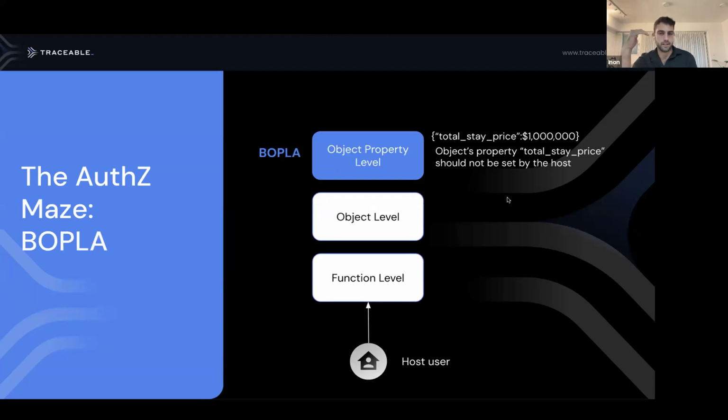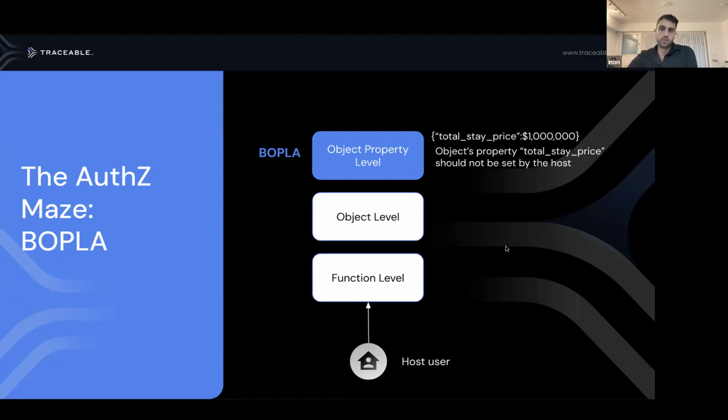And then the last layer of authorization is called broken object property level authorization. So let's say that as a host, when I accept a reservation, I can also edit some of the properties. For example, I can leave a note to the guest, no dogs allowed, or please check in after 2 p.m. So as part of this process, there is an API call to the same endpoint, and in the body of the request, I can send the parameter that I want to edit.